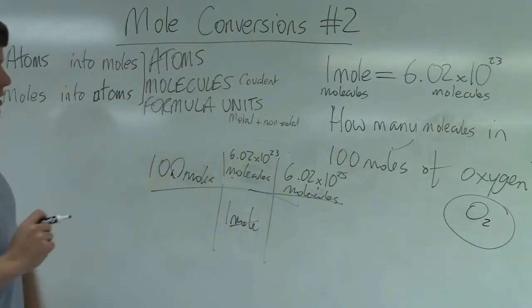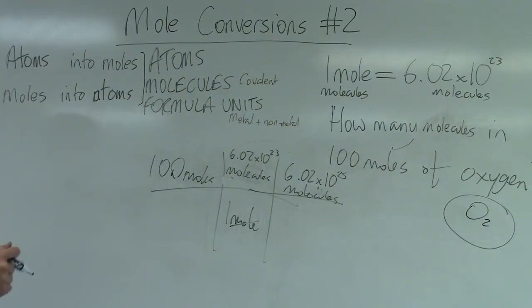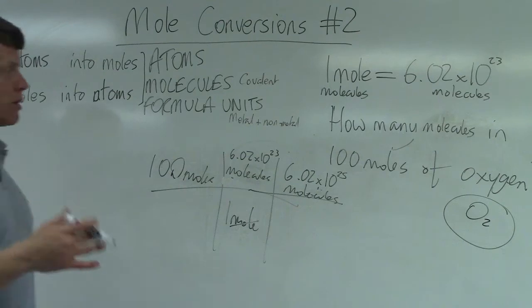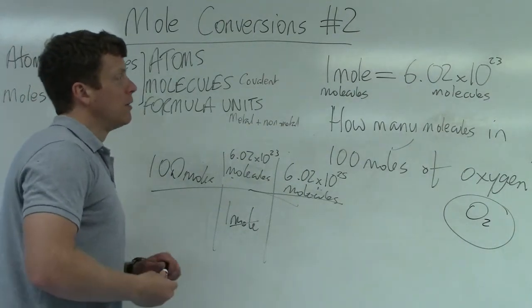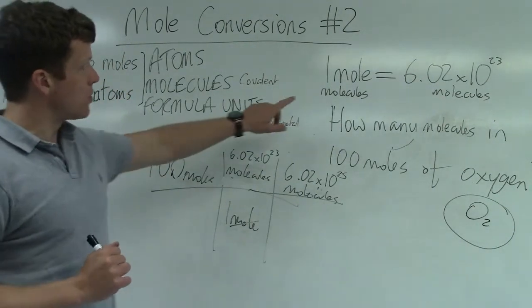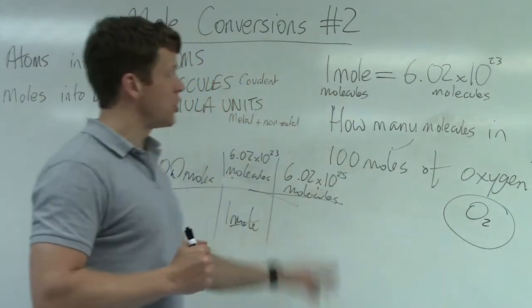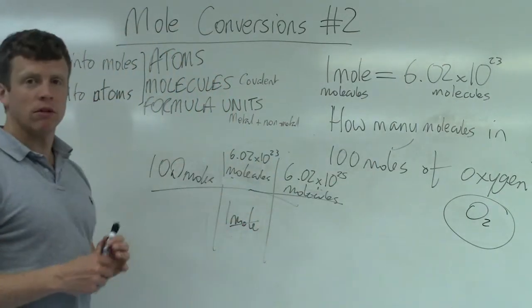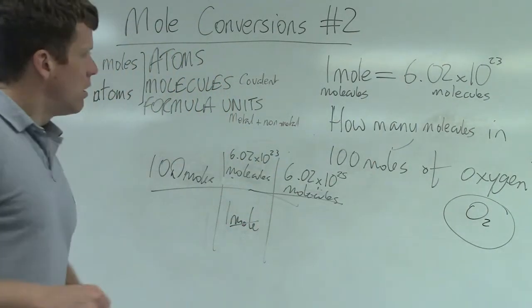Could be formula units, could be ions, electrons, neutrons, protons, whatever. The idea is that 1 mole of something is always the same value. So once you know that, you can change anything. Okay, that's it.